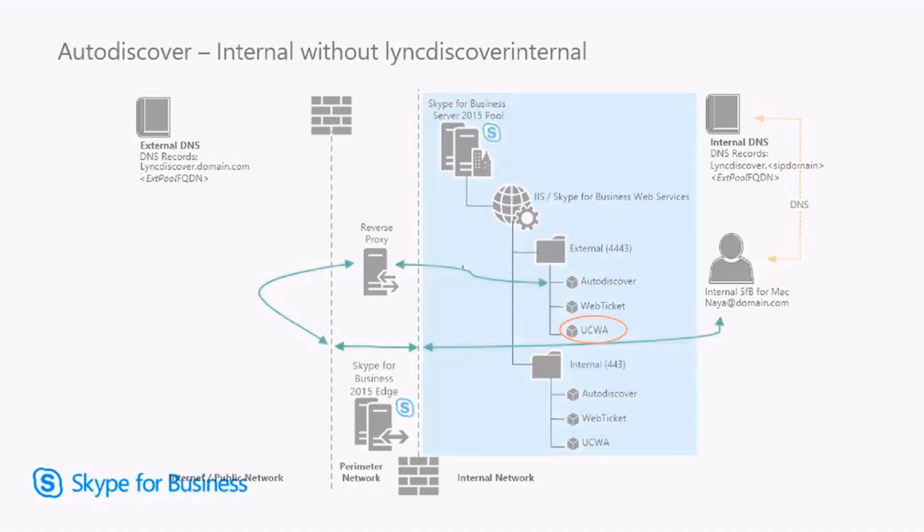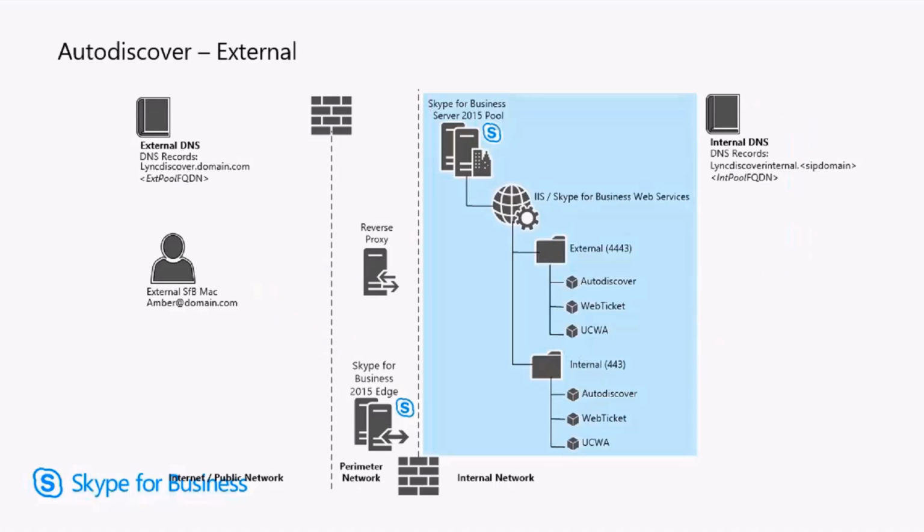And then lastly, we have just an external user. So Amber at domain.com is an external user connected from home or connected from a public Wi-Fi spot. She will do an Autodiscover lookup, and she's only going to be able to resolve lyncdiscover.domain.com. So she'll resolve that. She'll get the information back to connect to the reverse proxy, and then come over through to Autodiscover, and then eventually UCWA and connect in through that way.